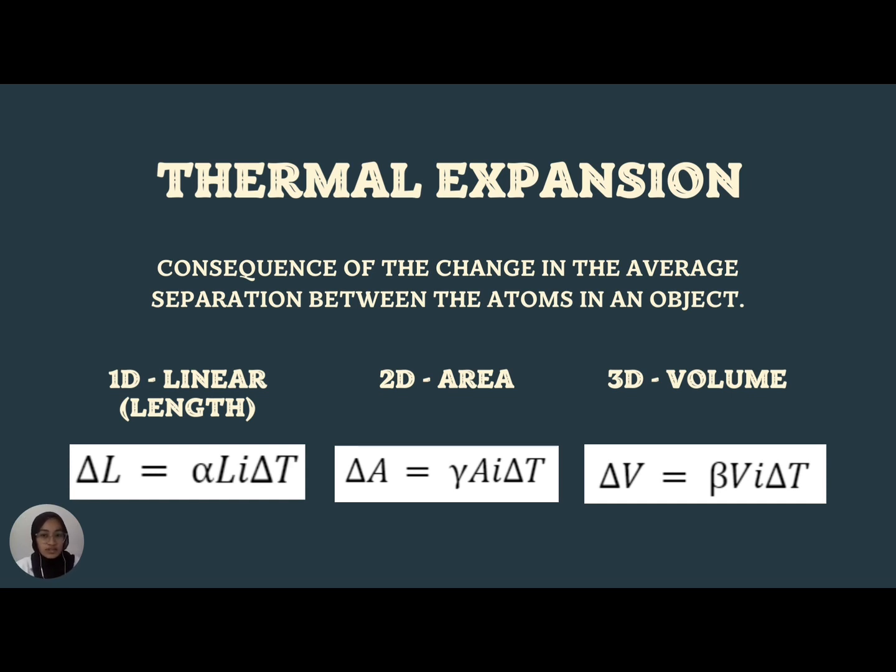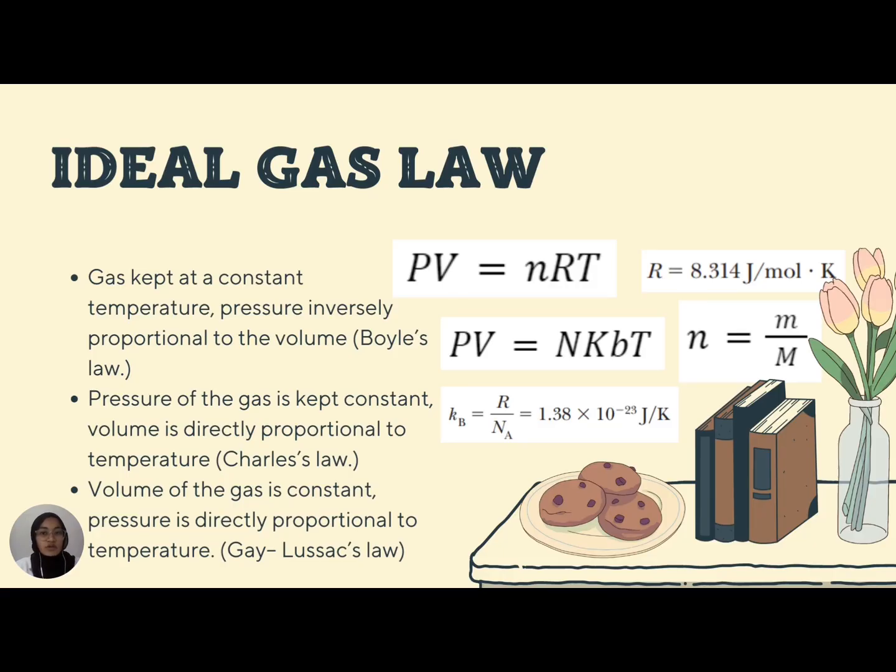For 2D, the equation is ΔA = γA_initial ΔT, because 2D is for area, where γ is equal to 2α. And then for 3D, the equation is ΔV = βV_initial ΔT, where β is equal to 3α. Next is the macroscopic description of an ideal gas.